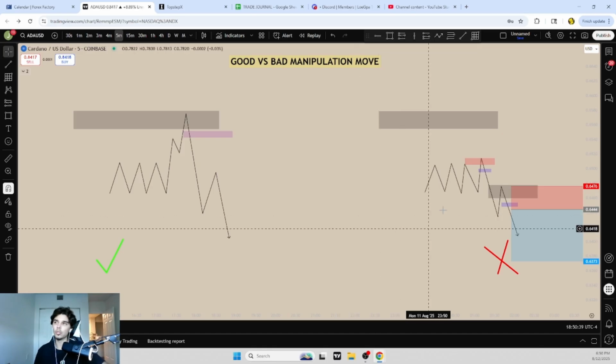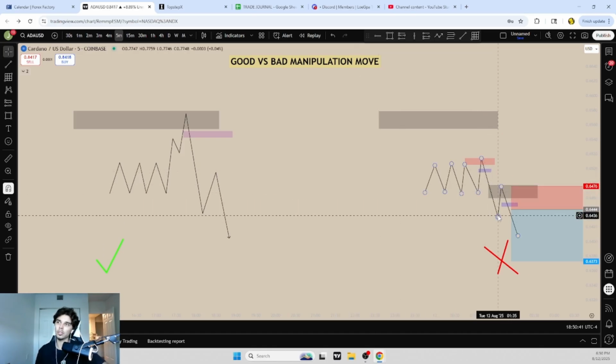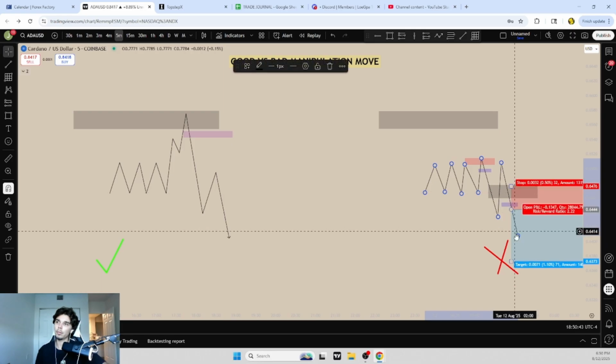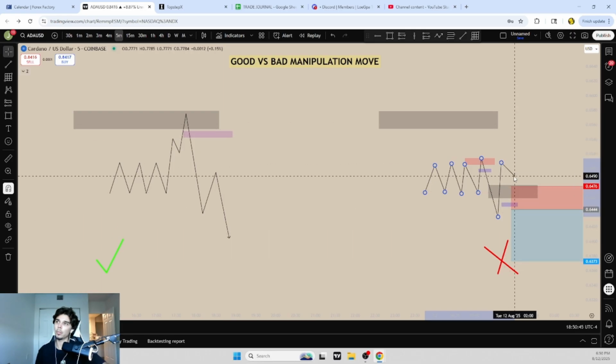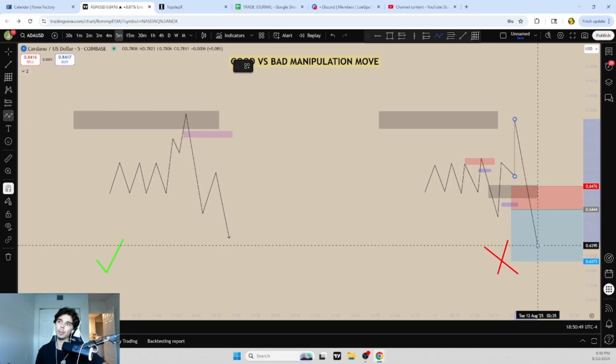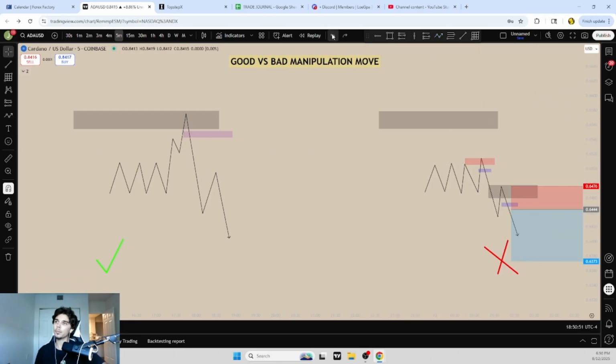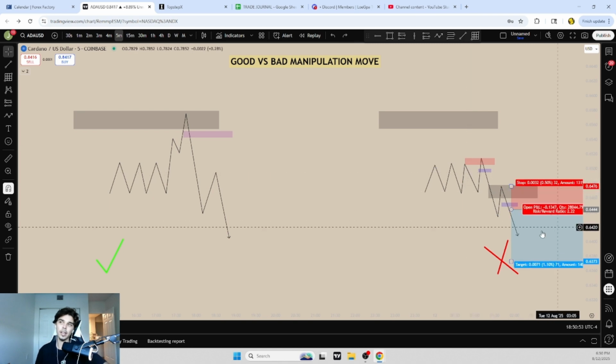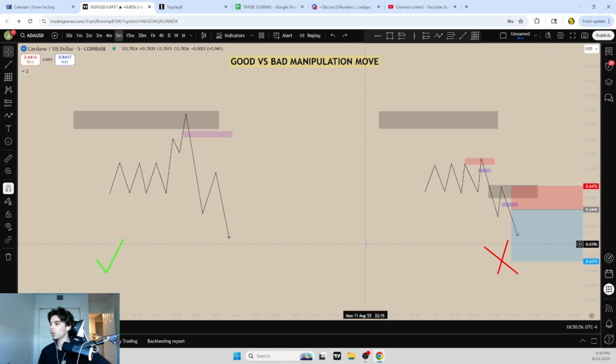Because we don't want to just take this first inversion because price could just come down like this and then possibly even come back up and target this unfilled fair value gap and then come back down, right? So this is why in this case we would take a continuation model, right?